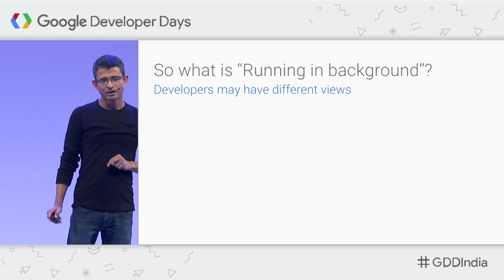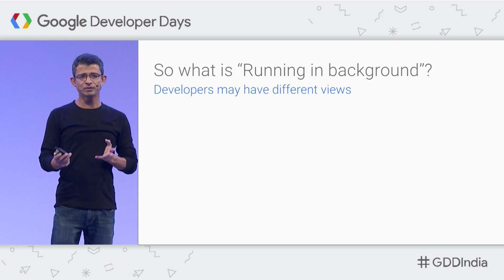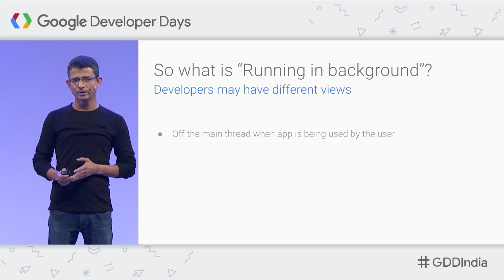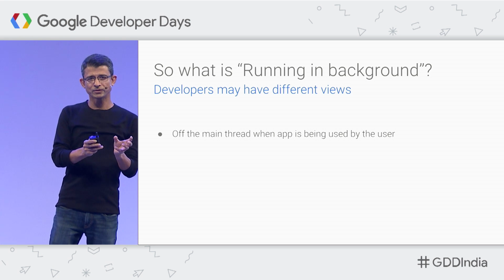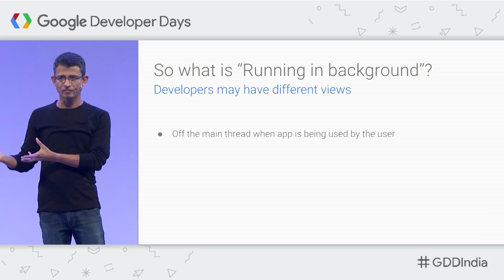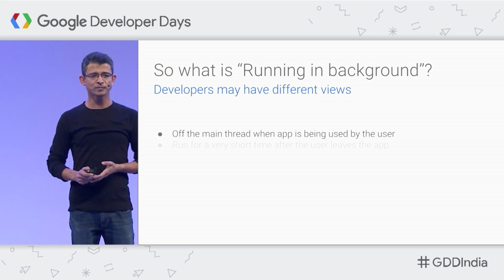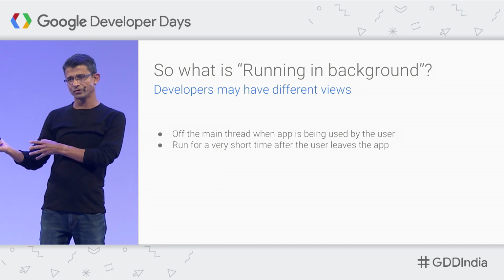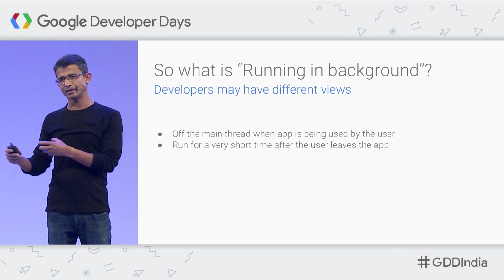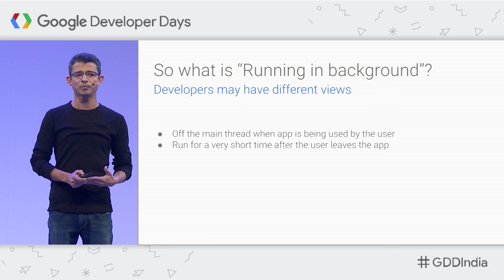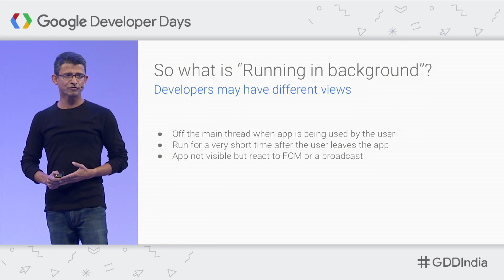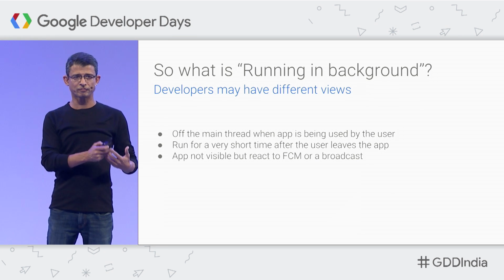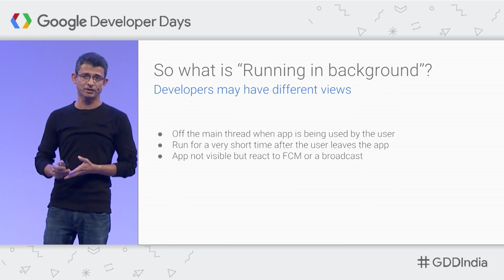Let's get started. So what do people actually mean when they say running in background in Android? There are different views to it. There could be running off the main thread on a background thread. That's one very common use case when people say running in background. Or it could be running for a short time after the user has left the app. So you still want to do some processing when the user is not actively interacting with the app. Or this could also be a case where the app is not even visible, not even there, but you are reacting to an FCM, a Firebase Cloud Message, or a broadcast, or even an alarm.